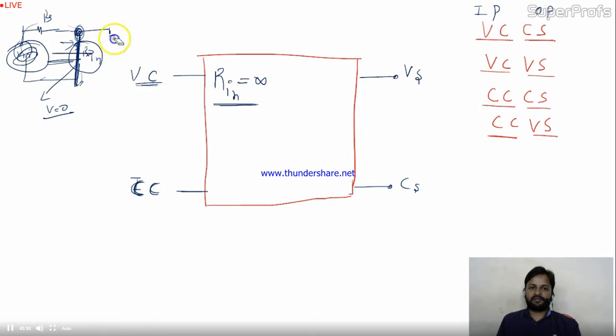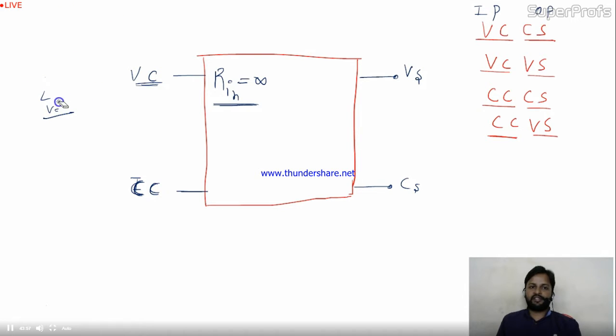Let me draw first. VC: if voltage control is there, definitely Rin will be infinity. If you have current control, Rin will be 0. Is it okay? Now, what about the voltage source?